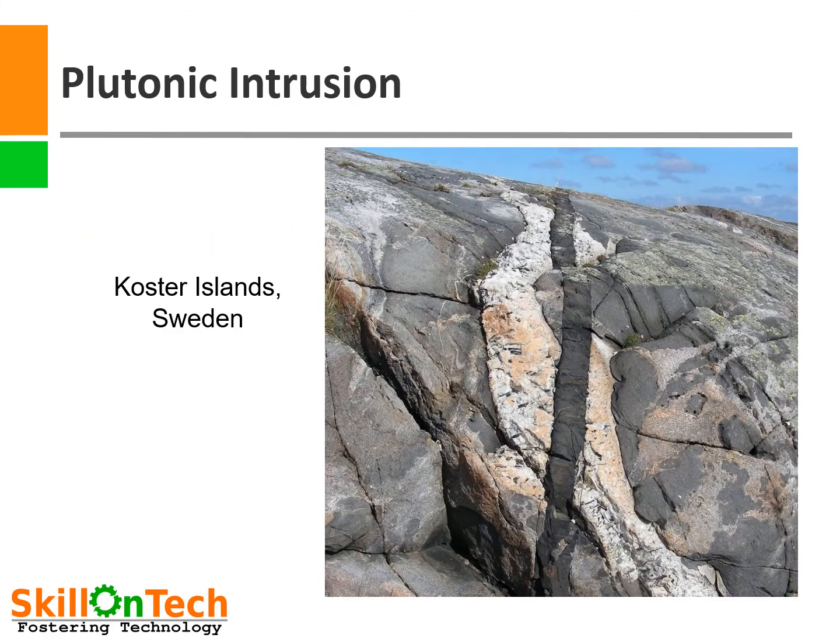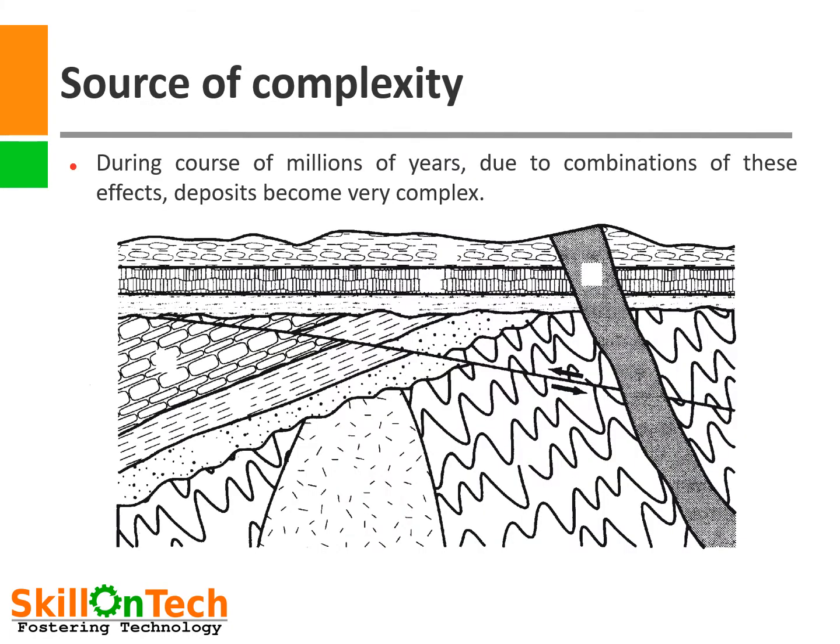Plutonic or volcanic intrusion can happen when magma penetrates the existing rocks, crystallizes and solidifies underground in an existing deposit. Here in the figure you can see that a very clear intrusion is visible in the rock. So these are phenomena which make a deposit very complex.